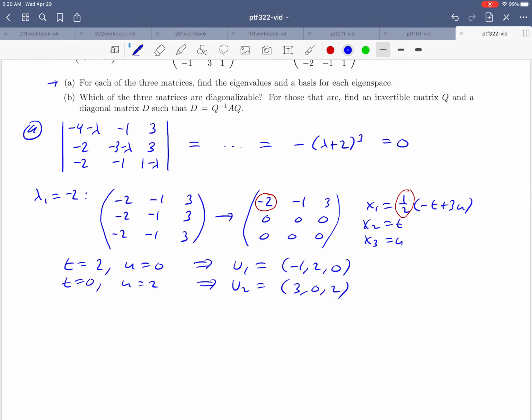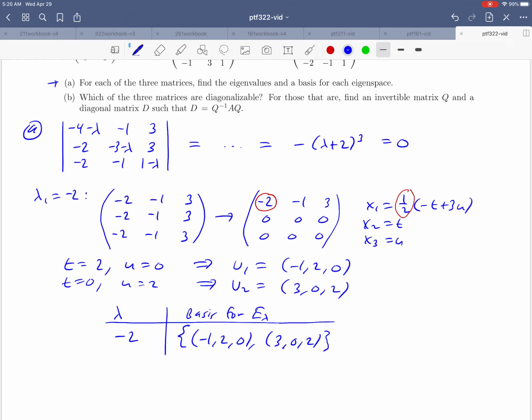So to finish part A, we just need to make our table, see what our basis for our eigenspaces are. And in this case, there's only one eigenspace. So if lambda is negative 2, that's our only eigenvalue, we discovered that we're going to get 2 linearly independent eigenvectors. And there's a basis for our one and only eigenspace in this case.